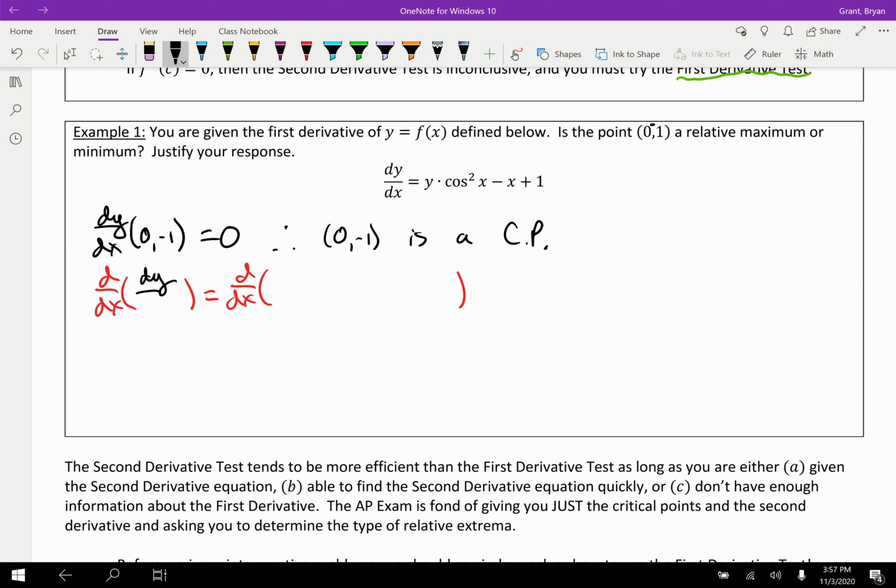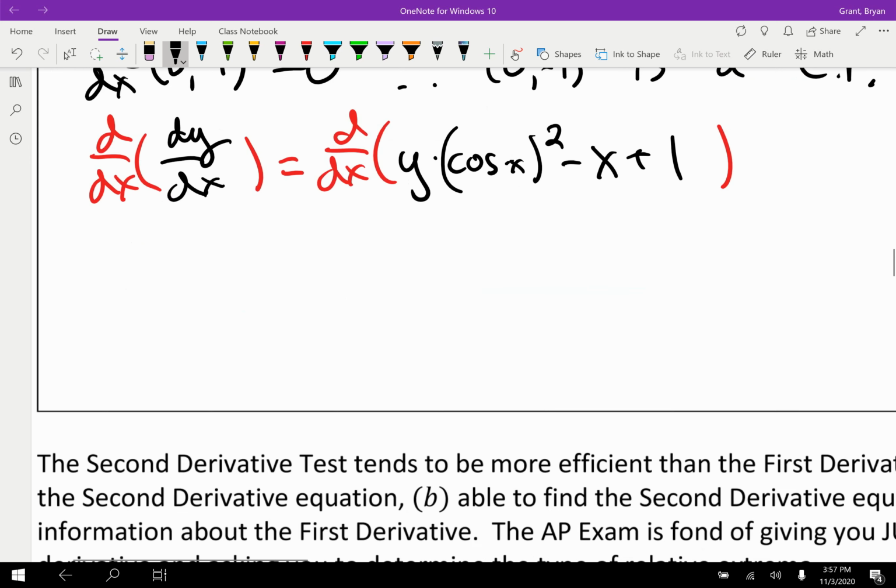So we're going to take the derivative of dy/dx here. We're also going to take the derivative of y times the cosine, and I'm going to rewrite this as the cosine of x squared minus x plus 1. All right, so taking the derivative here, remember we kind of abuse this notation and just multiply our fraction straight across, even though that's not really what we're doing. So this becomes d squared y over dx squared, the second derivative, equals.